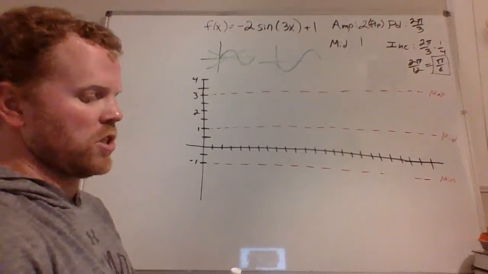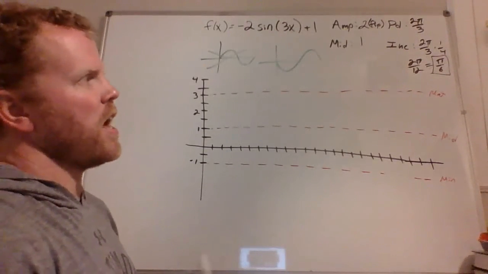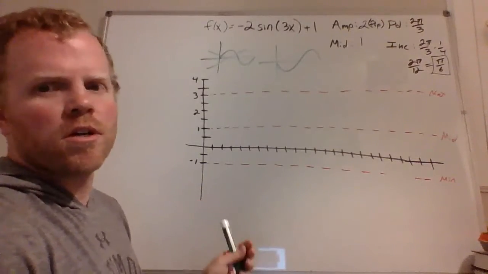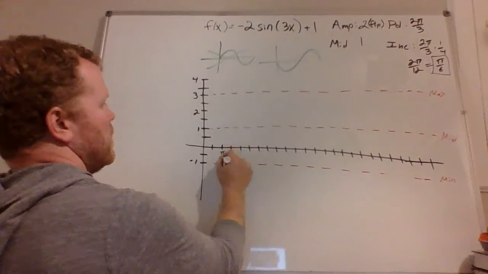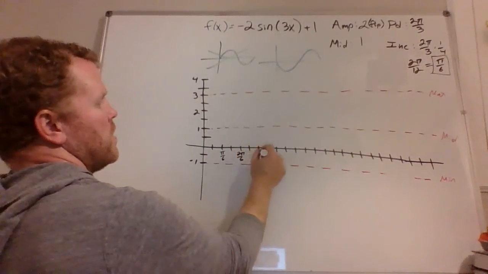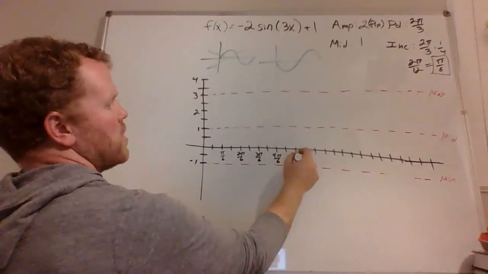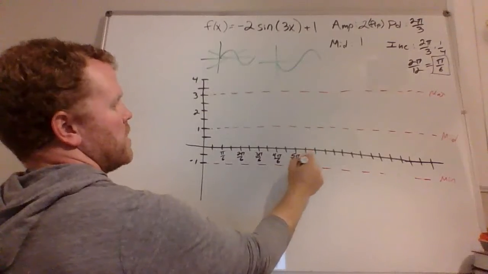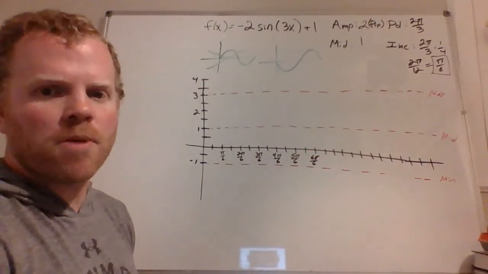The other thing is, what's our scale? And that's what basically the increment is telling us, is that every pi over 6, we're going to hit a max, a min, or a midline. So this should be pi over 6. This should be 2 pi over 6. This should be 3 pi over 6. This should be 4 pi over 6. This should be 5 pi over 6. 6 pi over 6. And then we're pretty much good to go.